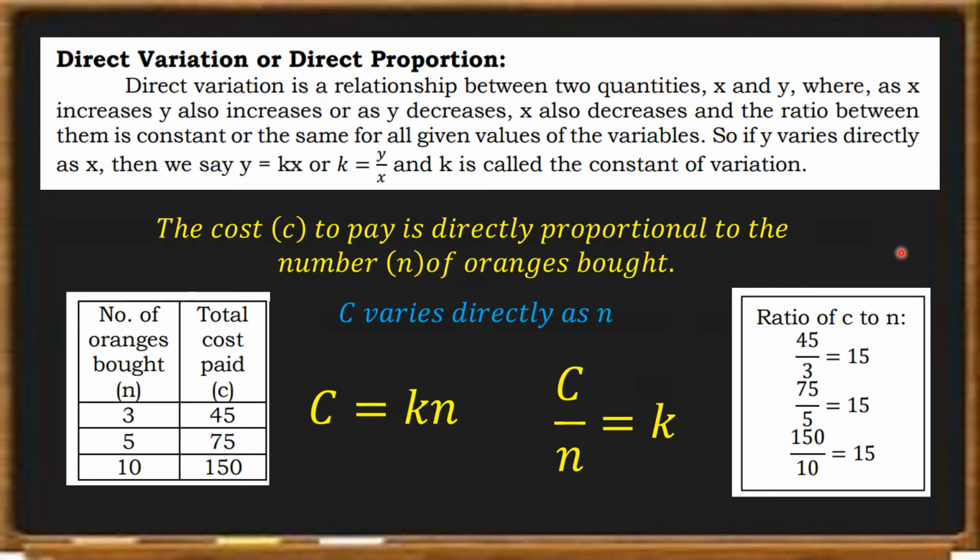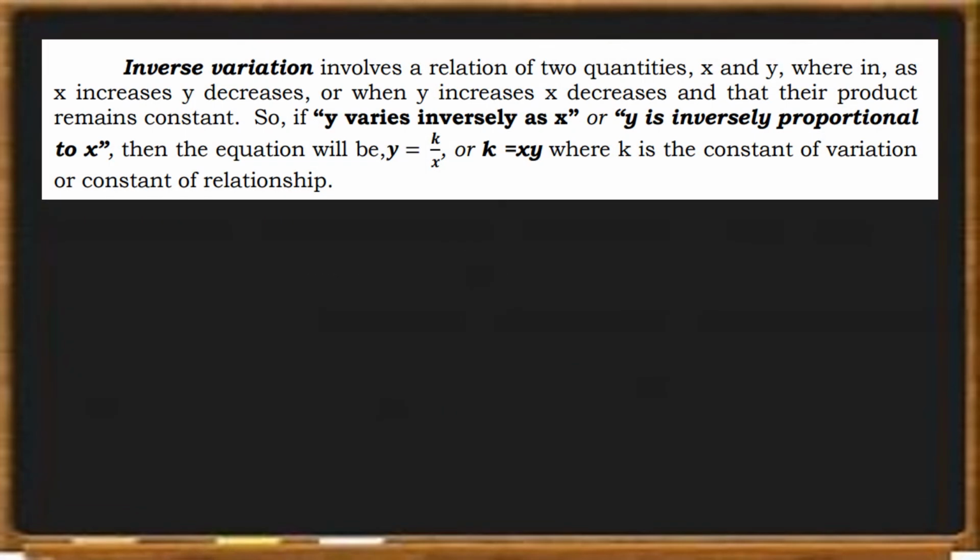What about for inverse variation? So for inverse variation, it involves a relation of two quantities also. So inverse variation, same as direct variation, involves a relation of two quantities. But the difference is the x and y are opposite. So wherein x increases, y decreases. So they are opposite in inverse variation. Or when y increases, x decreases. So yung y naman ang nag-increase, bababa naman yung x.